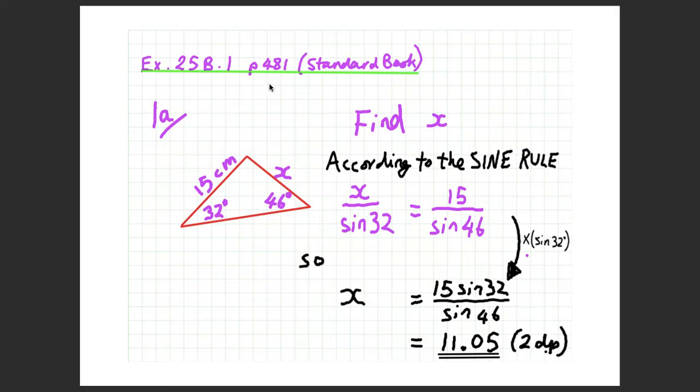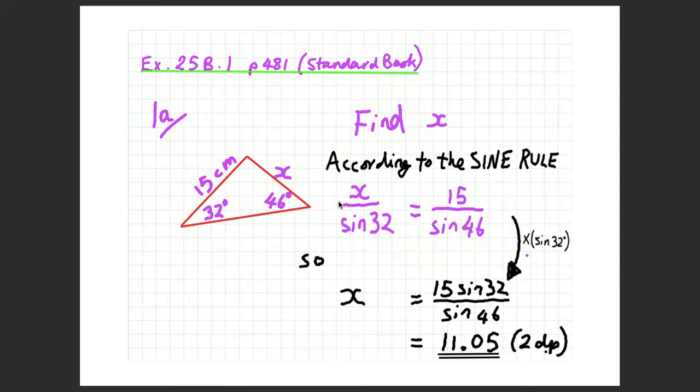So here's an example from the book. You've got 15 centimeters, two of the angles, 32 and 46, and you've got to find x. So because you know this opposite pair, the 15 and the 46, you can use the sine rule to say x over the sine of 32, this side over the sine of the opposite angle, equals this side over the sine of that angle, 15 over sine 46.